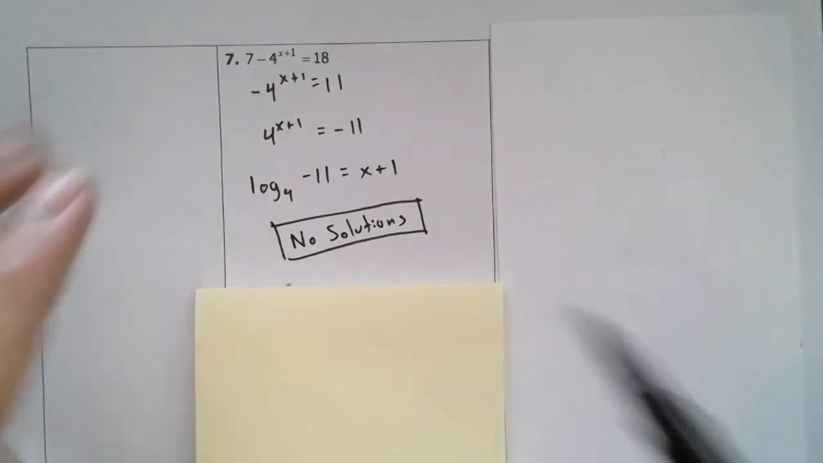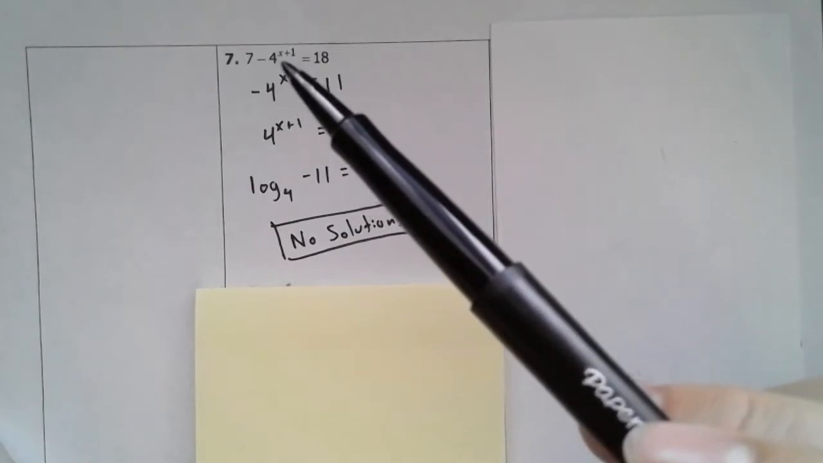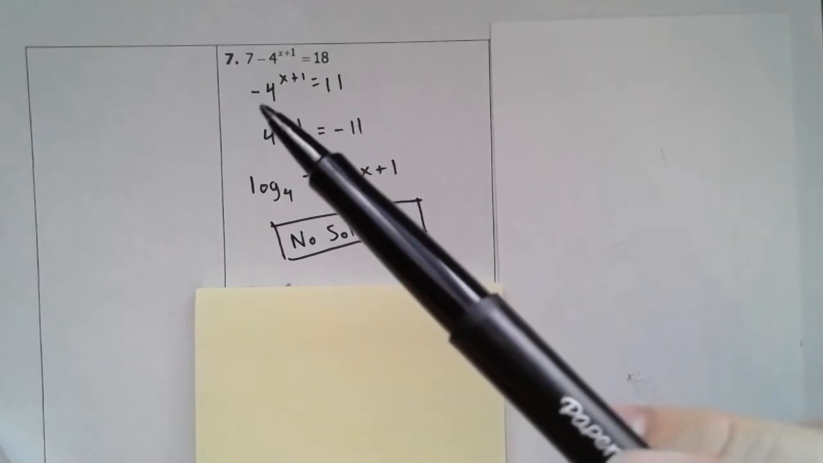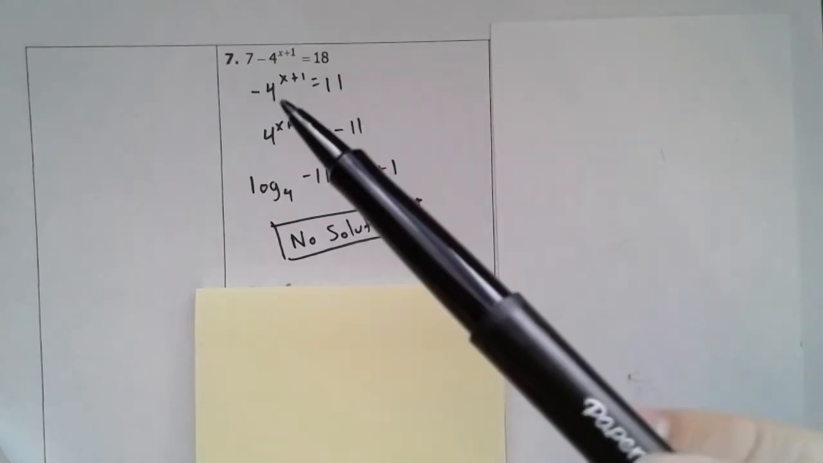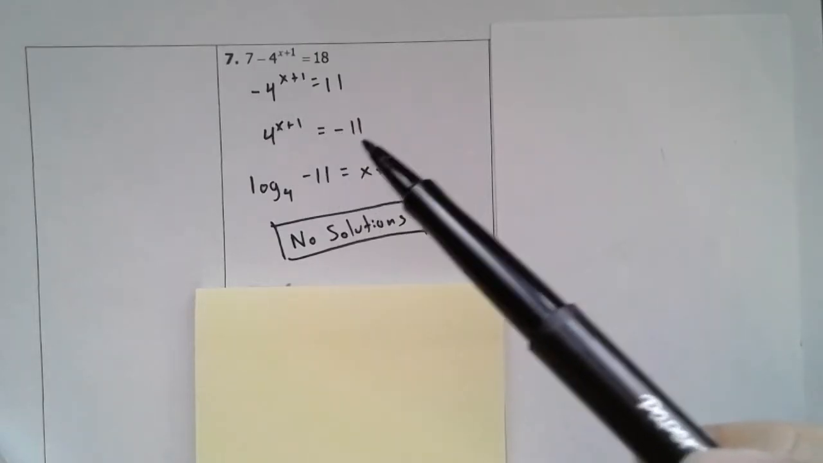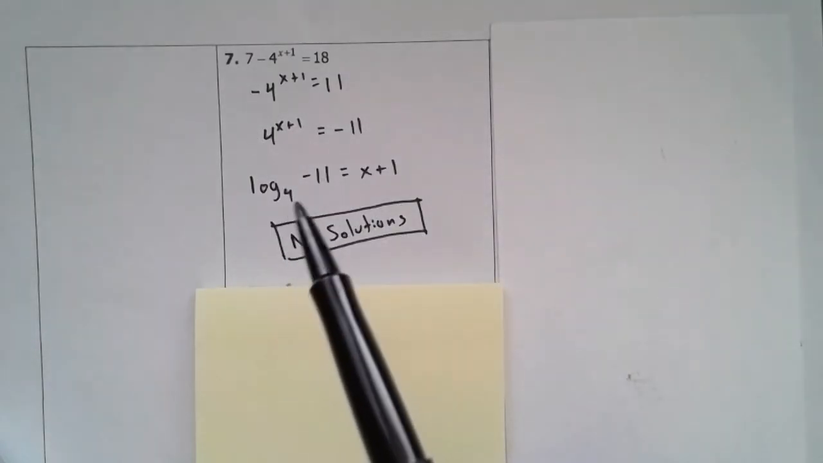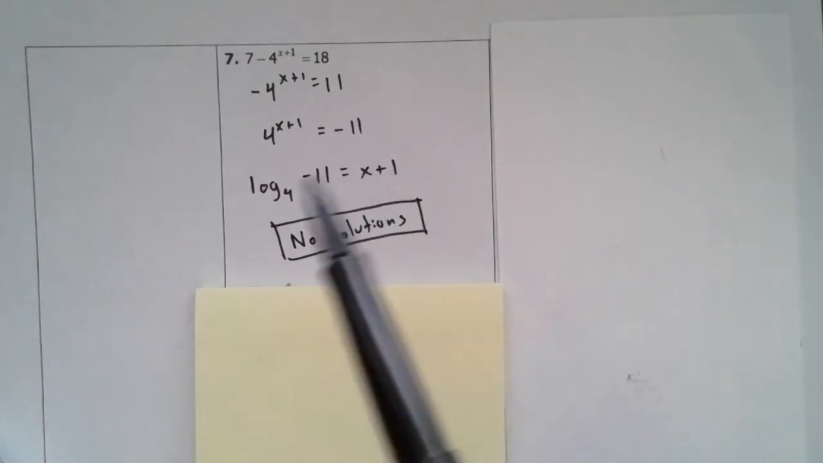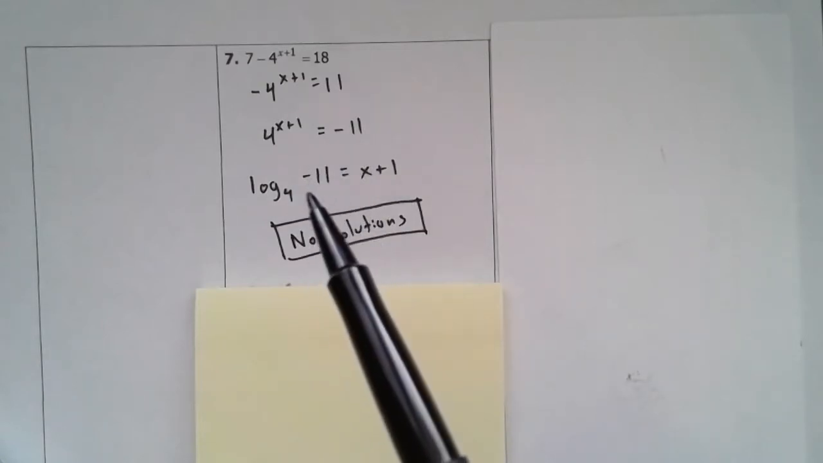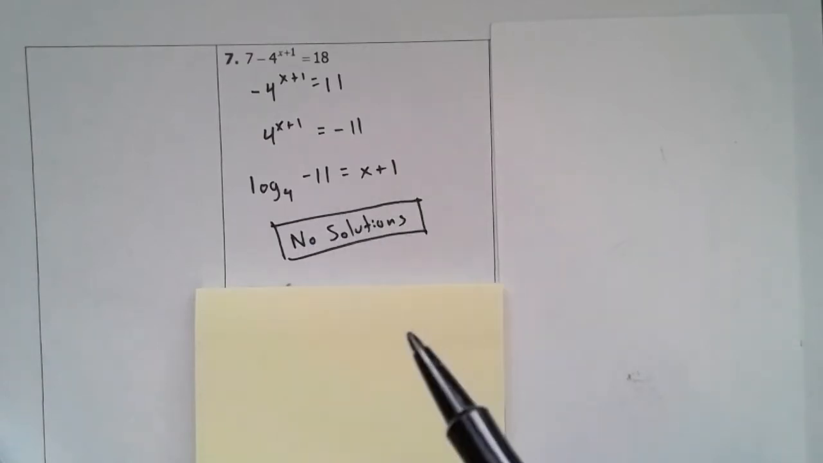For number 7, I have to subtract 7 first from both sides, and then I get negative 4 to the x plus 1. And then from here, I can divide both sides by negative 1 so that I don't have a negative exponential expression, and I get 4 to the x plus 1 is equal to negative 11. And when I rewrite this as a log, I get log base 4 of negative 11 is equal to x plus 1. And we know that logs cannot be negative. That's from our previous concept, right? There's nothing you can raise a positive base to and then get a negative answer. So this one has no solutions.